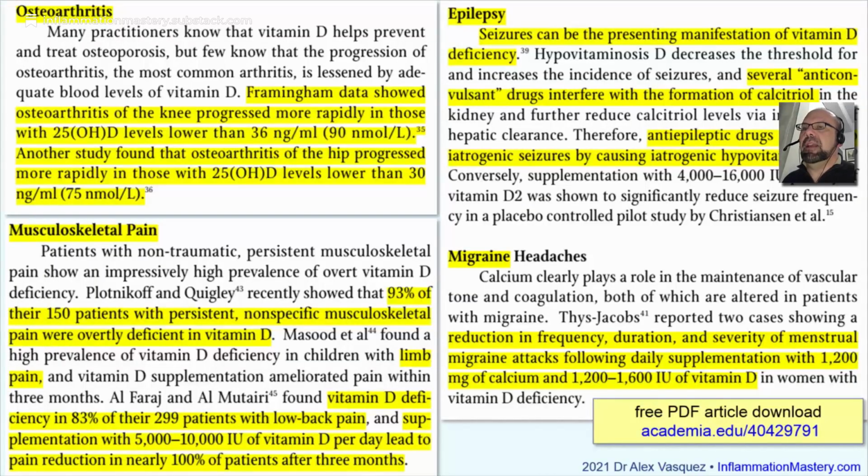Earlier, I mentioned seizures and epilepsy. Seizures can be the presenting manifestation of vitamin D deficiency. Also, migraine headaches are made worse within a clinical context of vitamin D deficiency.